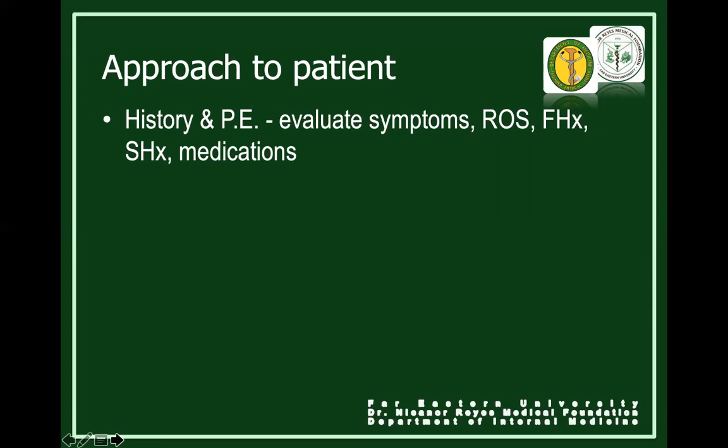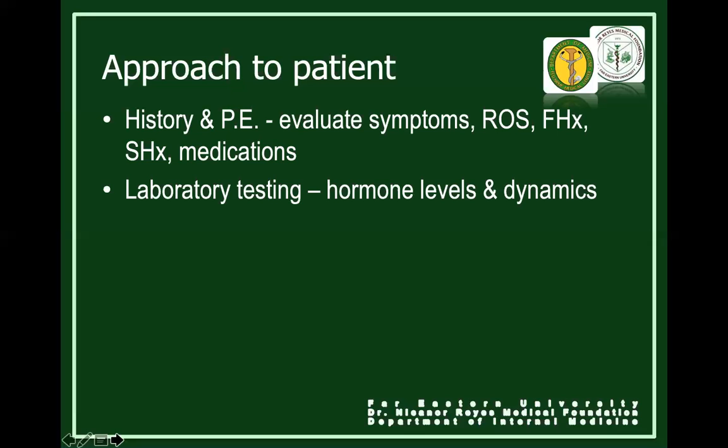They don't know that there is a connection. Family history, a lot of endocrine disorders can be familial. Social history and use of medications are very important because a lot of drugs can affect your pituitary.